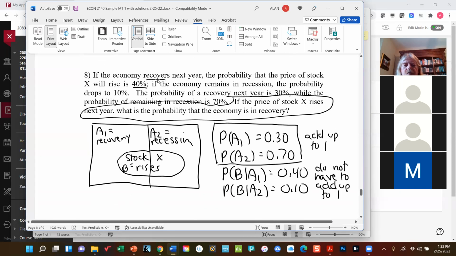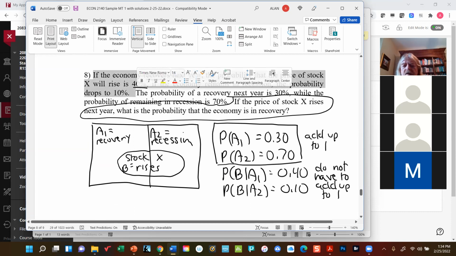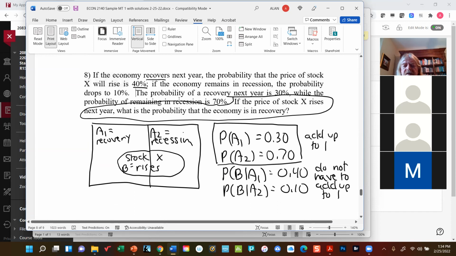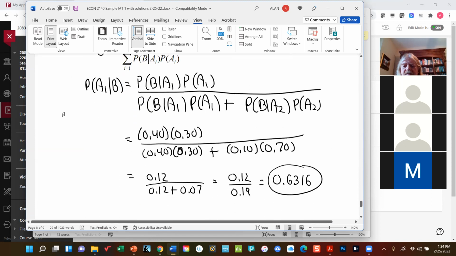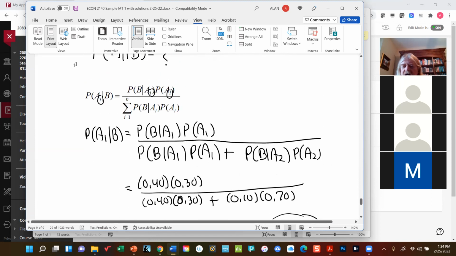So you have to be careful with the way you read this information. Identify which of these are conditional probabilities, like these, and which ones are unconditional probabilities, like these. Those give you the values of the A's. These give you the values of the B's given A1, A2, A3, etc. All right, so that was that.